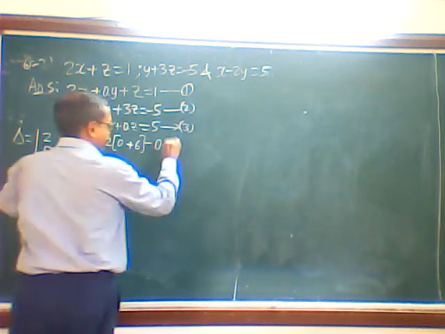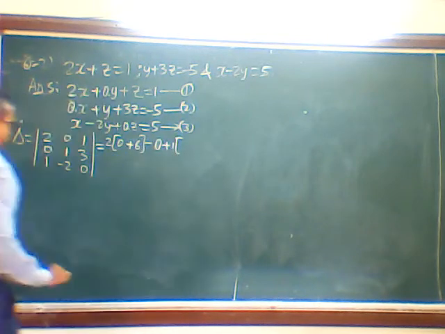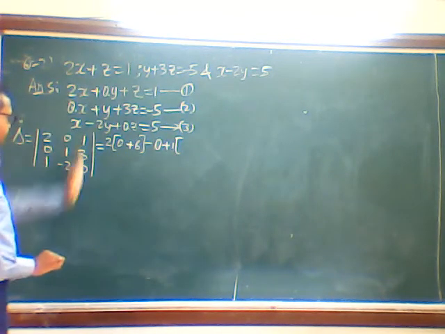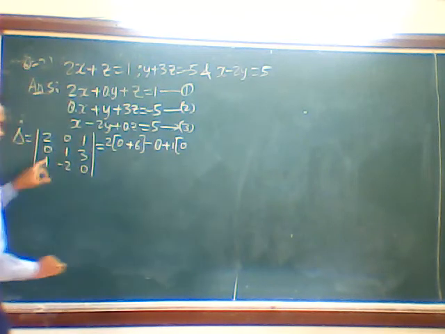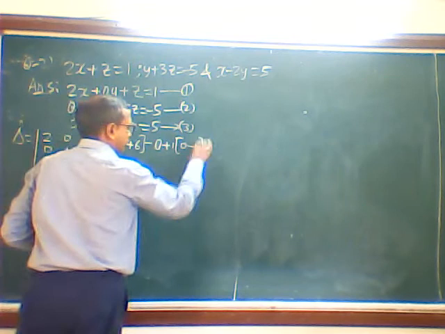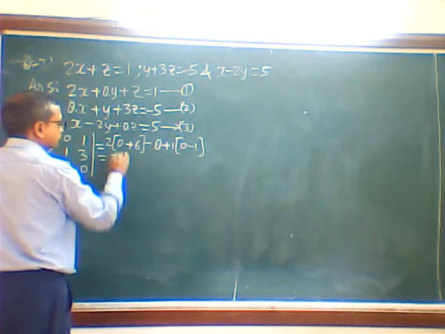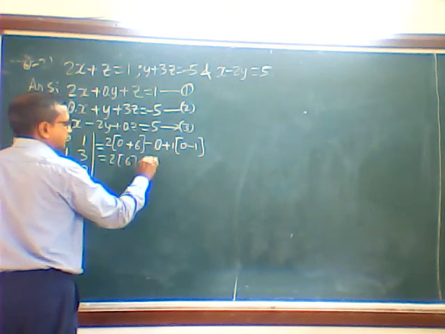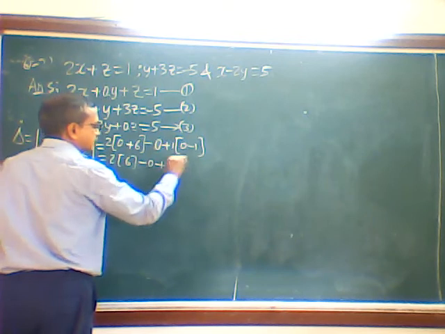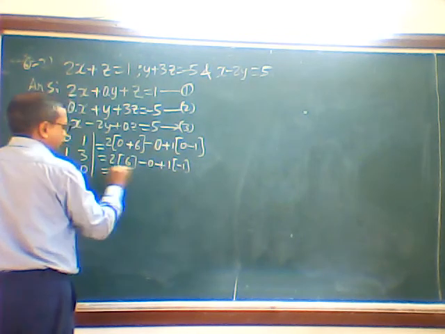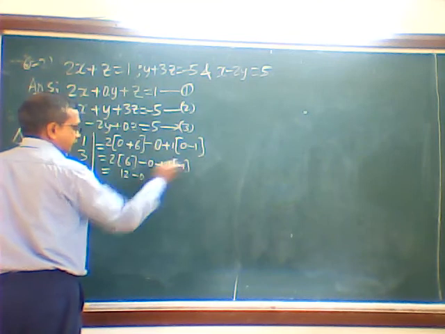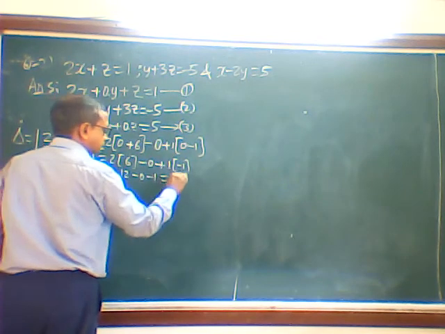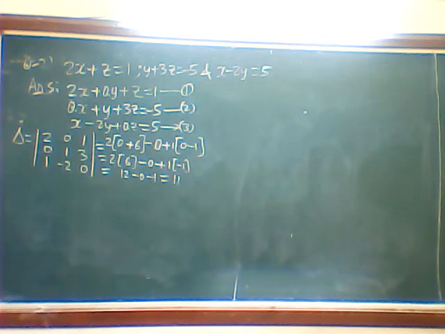Then plus 1. First row, last column is deleted. 0 into minus 2 is 0. Then 1 into 1 is 1. That is minus 1. Minus 0 plus 2 sixes are 12. Plus 1 into minus 1 is minus 1. That is 11. 12 minus 1 is 11.